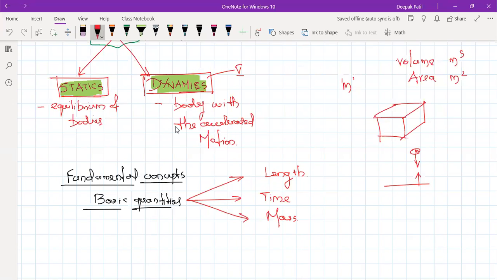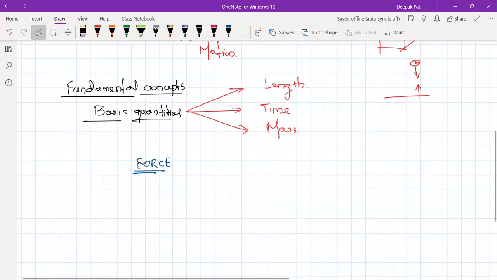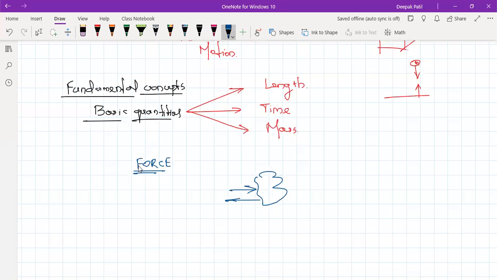Now coming to the next basic quantity, which is very important and which we will be seeing more often: force. Force is another fundamental concept involved in our statics discussions. In general, force is considered as a push or pull exerted by one body on another. A body is there; either you can push it or you can pull it.